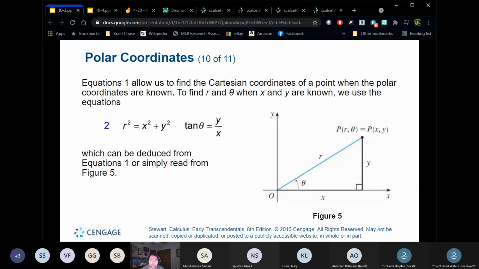Everybody got those two equations written down? All right, let's use them.